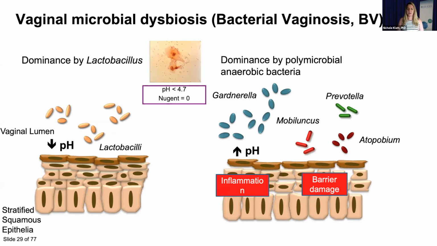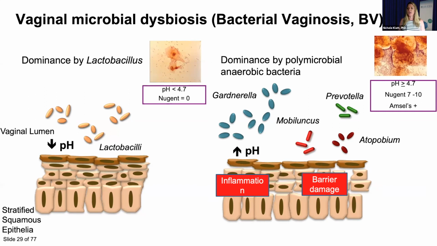This is associated with increased pH, increased inflammation, increased barrier damage. And then when you look at the clinically scored Nugent score here, you have a loss of the lactobacilli, but lots of polymicrobial flora and these big clue cells. And then you have a much higher pH, I'm sorry, and that's going to be associated then with a Nugent positive, or what would be diagnosed clinically as bacterial vaginosis.